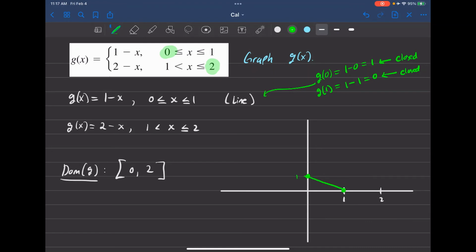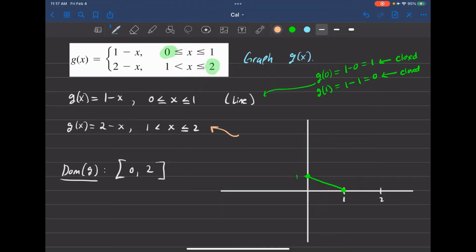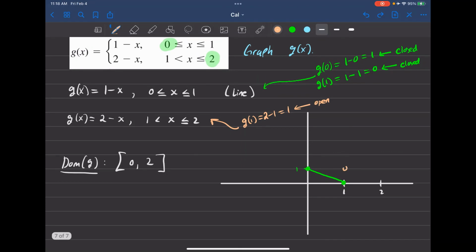That's my linear function. Now from 1 to 2, let's figure out what that will look like. That's another line, 2 minus x. Again, plug in the endpoint. We're plugging in 1, evaluating g at 1. That would be 2 minus 1, that's 1. Now this endpoint is open, because it's strictly less than. So when x is 1, g is at 1, so let's do this one right here with an open circle.